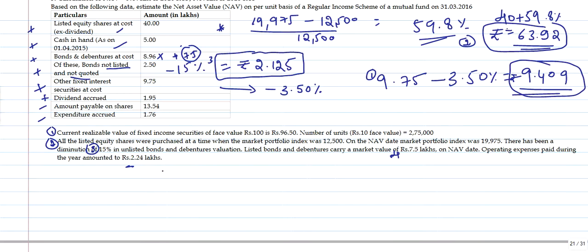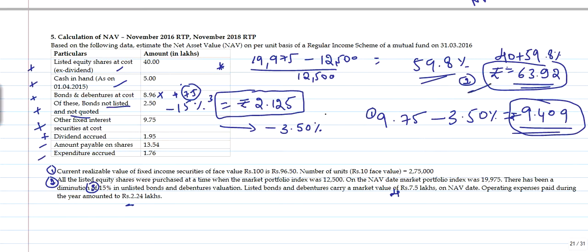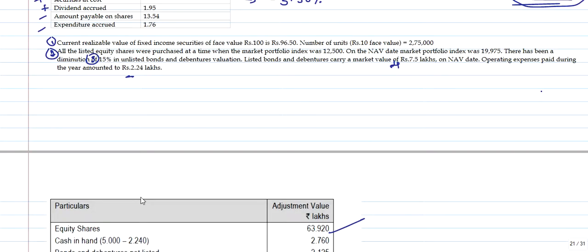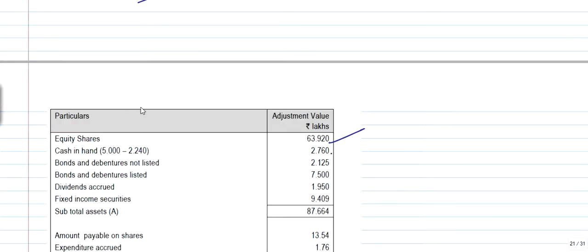So we have to calculate NAV, correct? Equity shares, we calculated here 63.92 because of point number 2. All the listed equity shares were purchased when the market portfolio index was 12,500 but increased to 19,975. Then we found out the incremental percentage and added it. Cash in hand: we paid 2.24 here, we will deduct it from the cash itself, so we will get the closing cash.